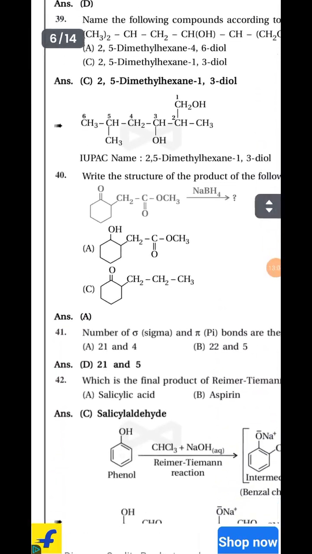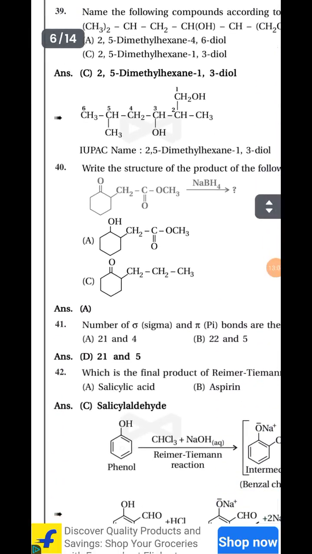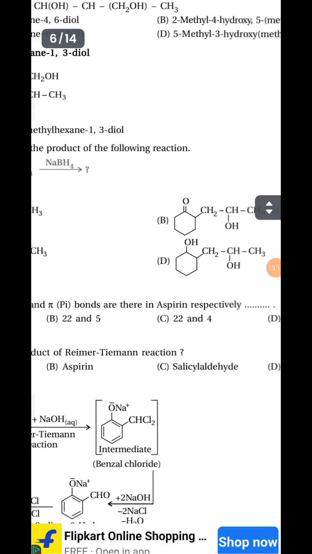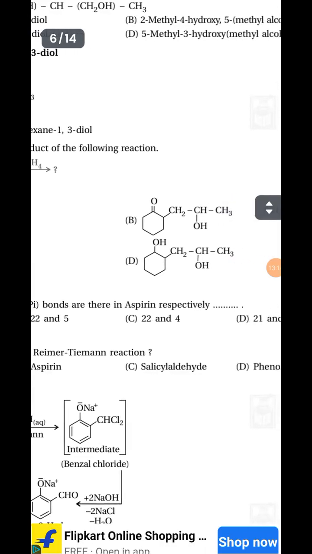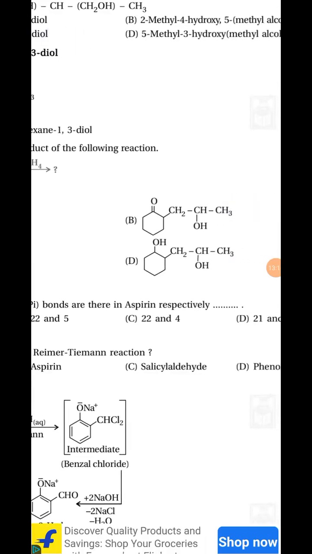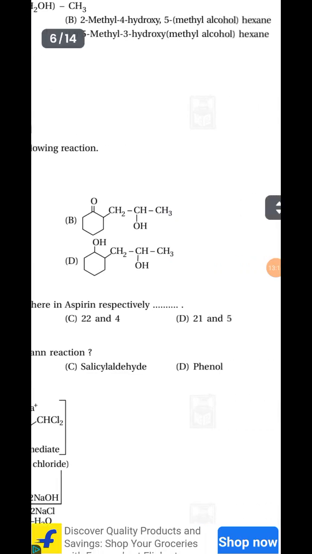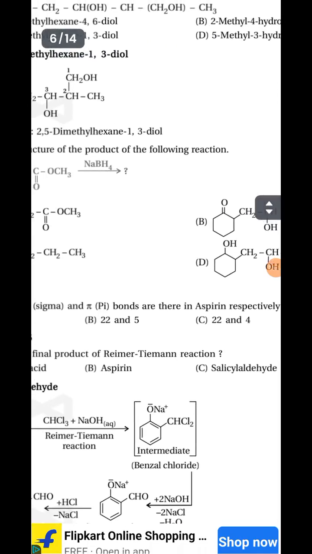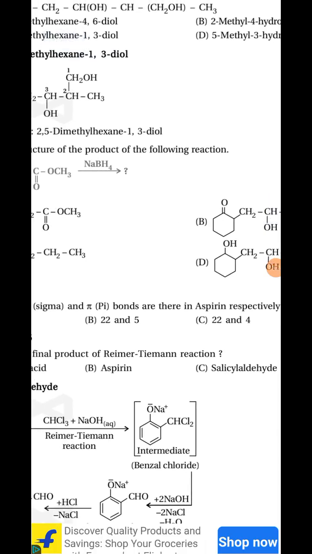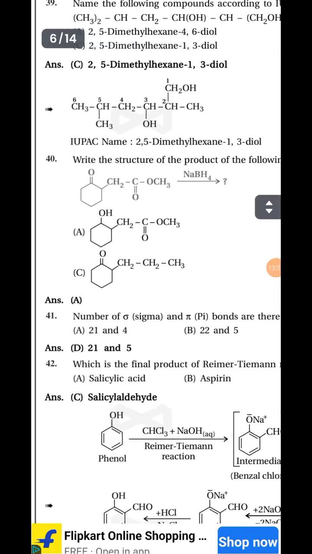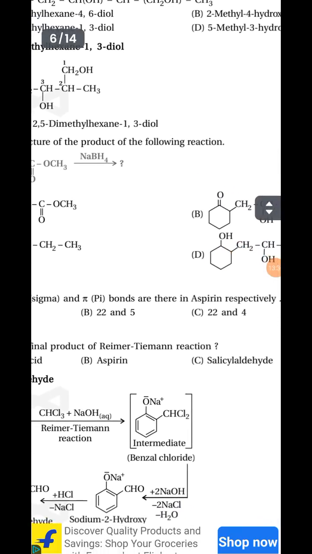Again, this is question 41: the number of sigma and pi bonds in your aspirin. Go through the structures, because they used to ask you the number of pi and sigma bonds, and this question has been asked many times in your board exams, also in competitive exams. 21 and 5. Which is the final product of Reimer-Tiemann reaction?